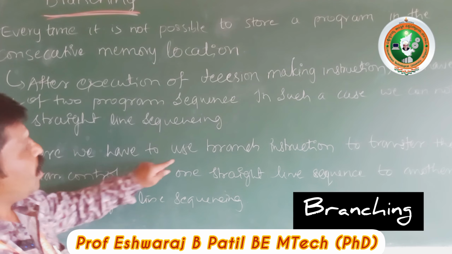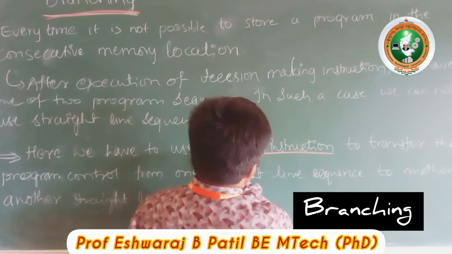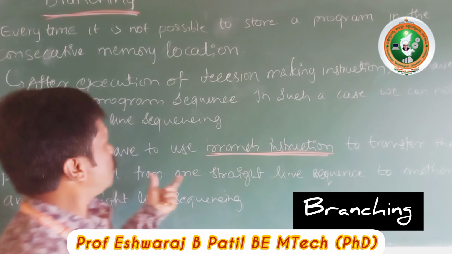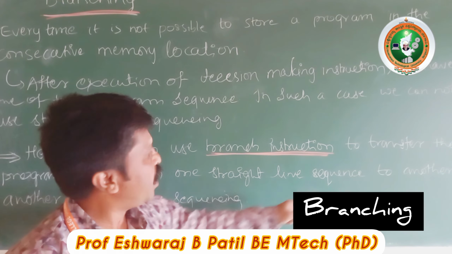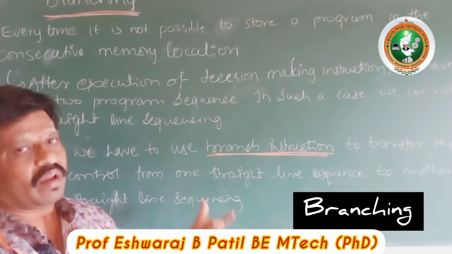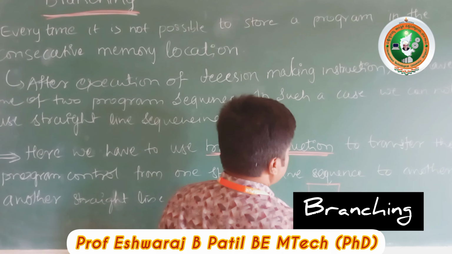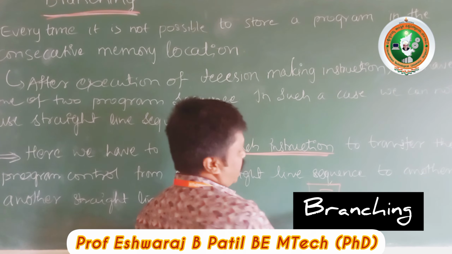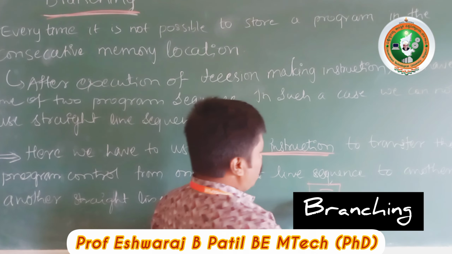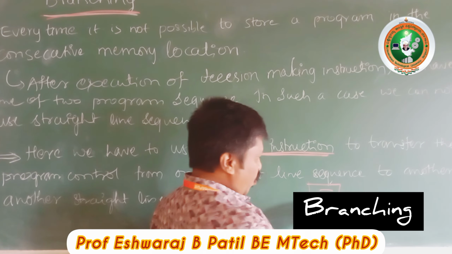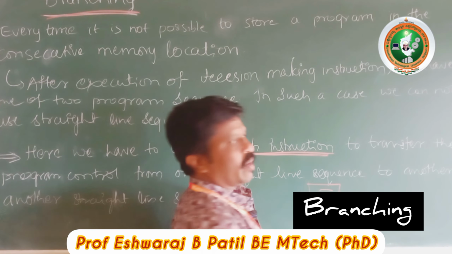Here we use the branch instruction. You will use the branch instruction to transfer the program control from one straight line sequence to another straight line sequence. It means if you are writing the main program and using some code which will be repeatedly used, the length of the code will increase. In such a situation we will write a small program that we call the subroutine program.